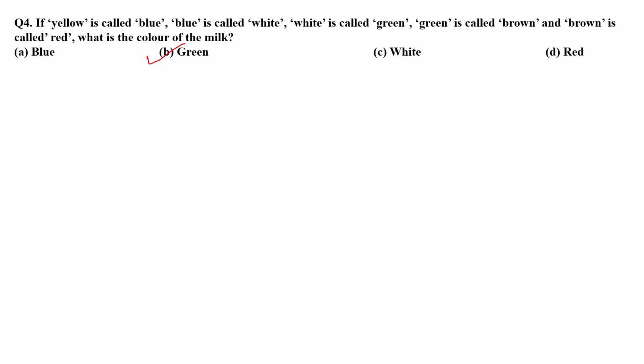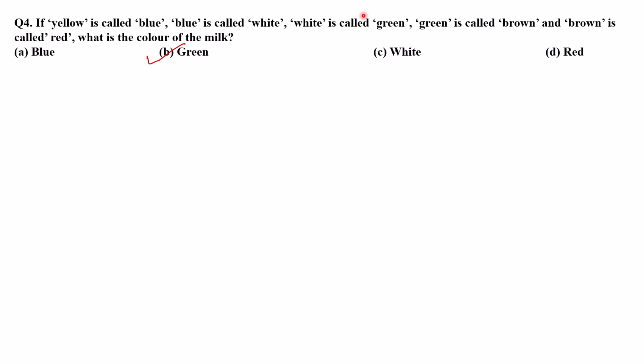Now this is one of the simple coding questions. Okay. So what you have to do: milk color is white and white is called green, only that will be the answer. Don't start doing green is brown and then brown is red and so red will be the answer. No, that is wrong. What is the color of milk?